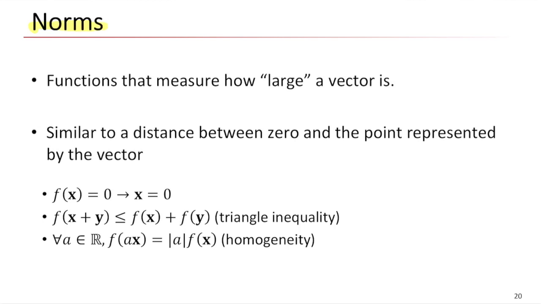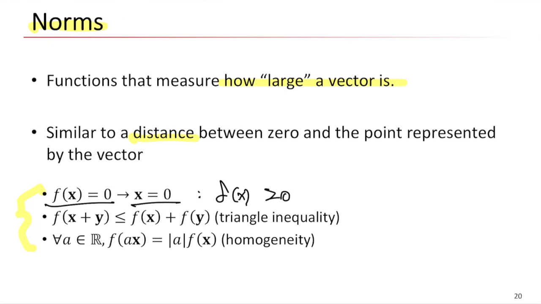So a norm is a function that measures how large a vector is. It is similar to the distance between the origin and the point represented by the vector. More formally, a norm is any function that satisfies these three properties. First, f of x is equal to 0 implies x is equal to 0. What does that mean? So f of x should be always larger than or equal to 0.